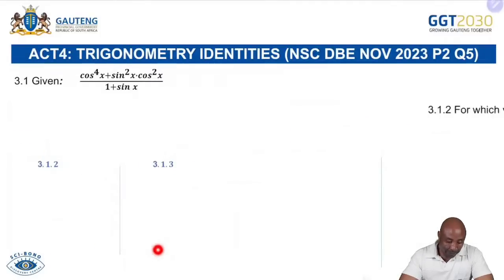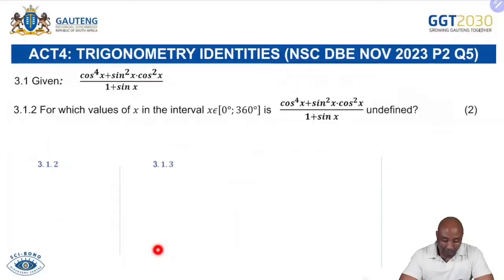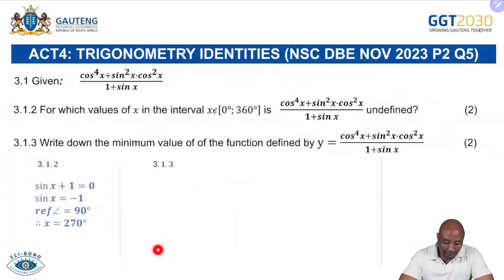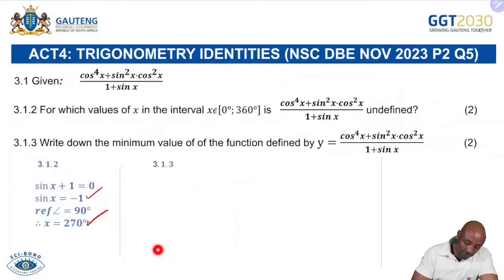Moving forward, for which values of x in the interval 0 to 360 degrees is this undefined? If it's undefined, we know that we are looking at the denominator and we should get our x as 270 degrees there. Sine x is equal to -1. We get our reference angle and then we get our x as 270 degrees there. 2 marks. We must know the condition.